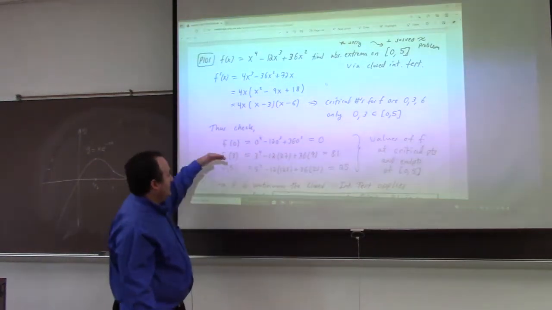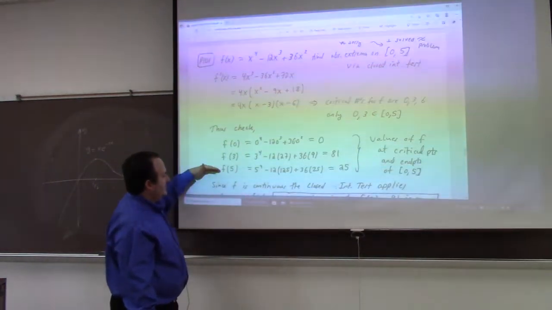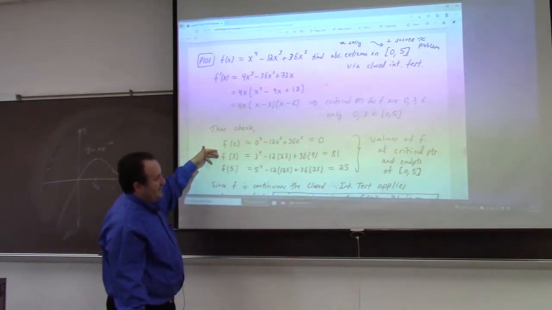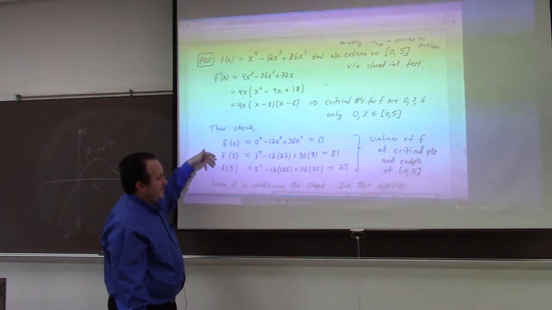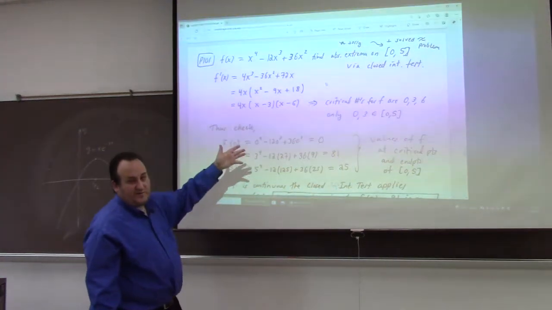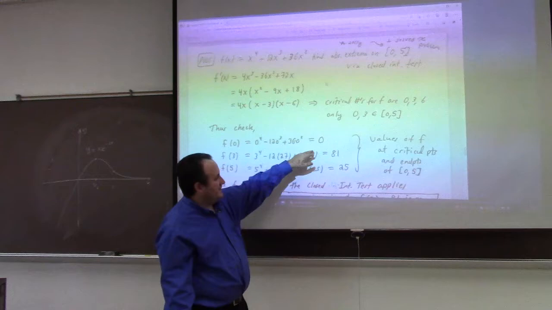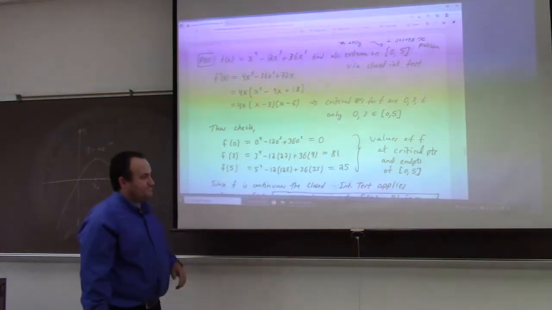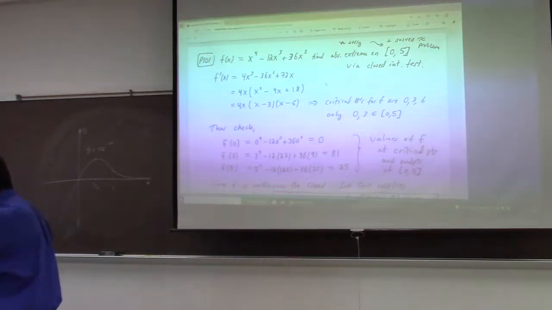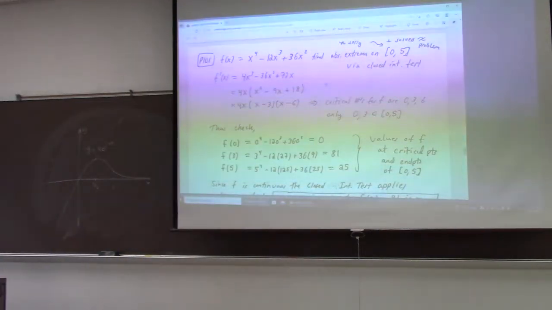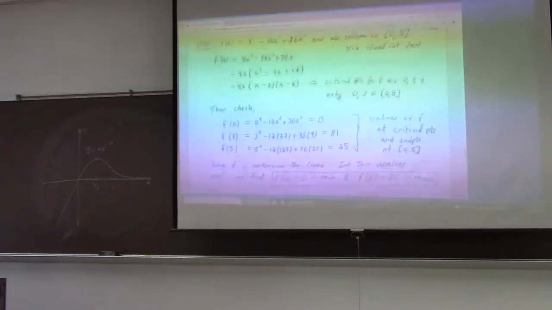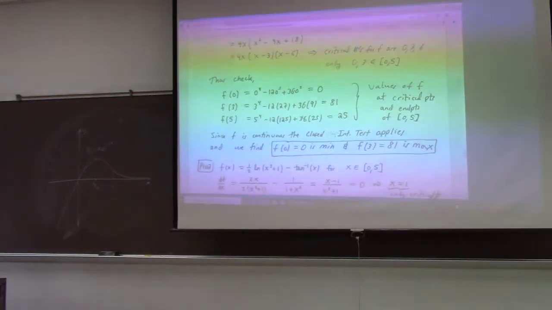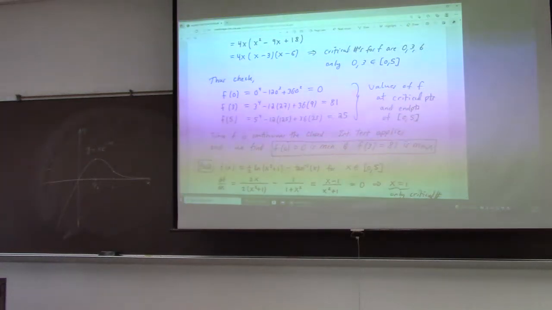And then you check the value of the function at the endpoints and also any critical number in between, which is in this case 3. And you get 0, you get 81, I get 25. Which is the biggest, which is the smallest? Well, 0 is the smallest, 81 is the biggest, I believe. And so by the closed interval test, f of 0 is the minimum and f of 3 is the maximum of the function f of x on the closed interval 0 to 5.